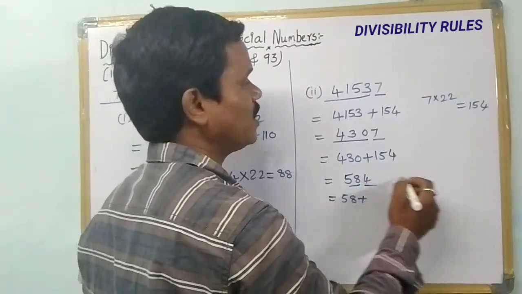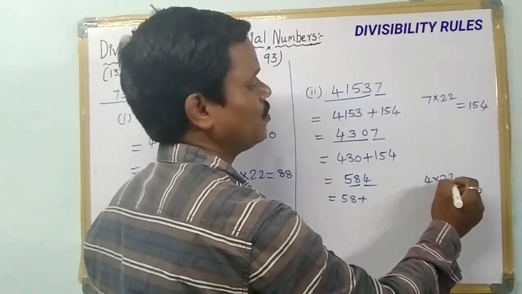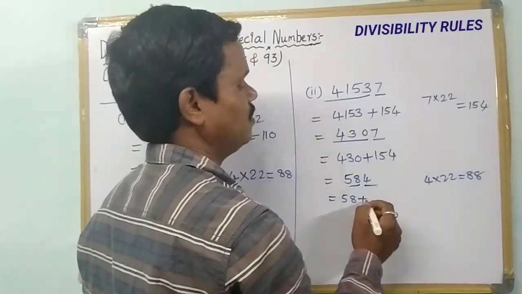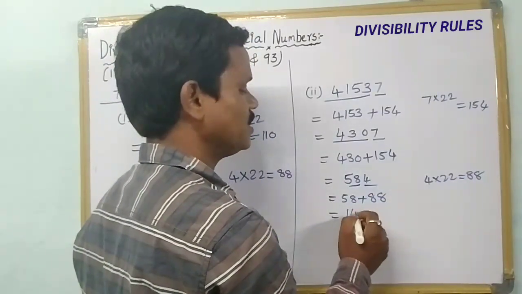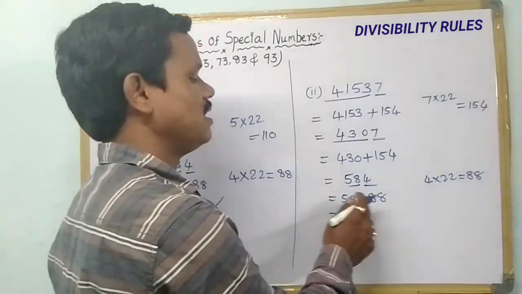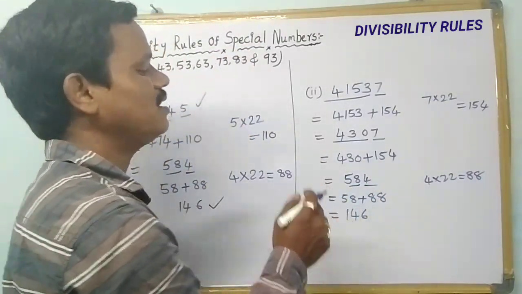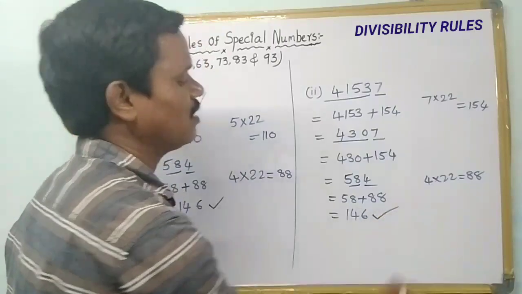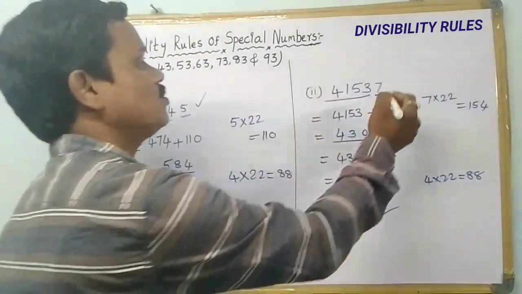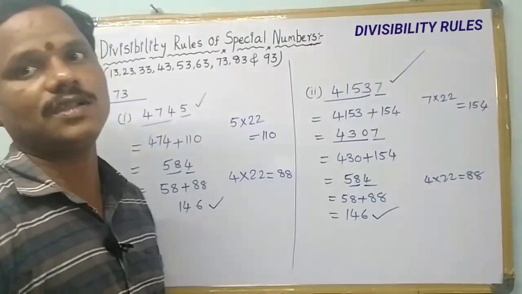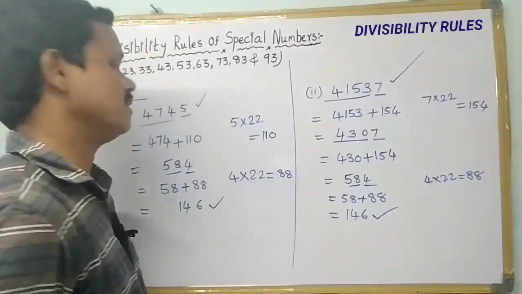Multiply the first part number, 4 times 22. This is 88. 88 plus 58 is 146. 8 plus 8 is 16. 146 is a multiple of 73. 146 is divisible by 73. So 41537 is divisible by 73.